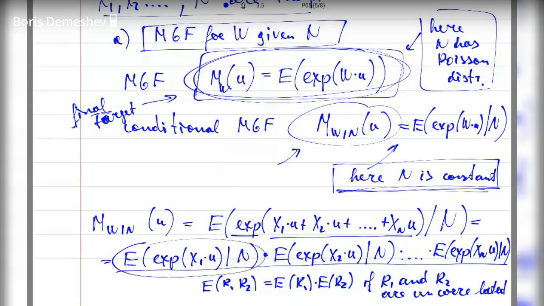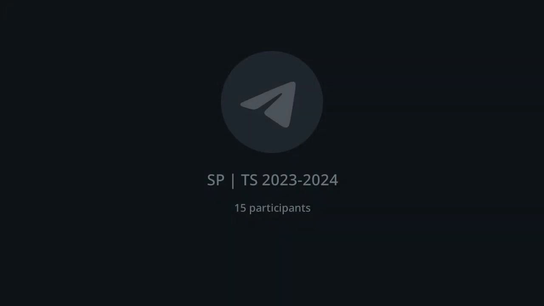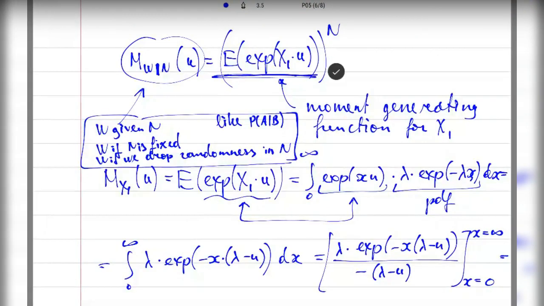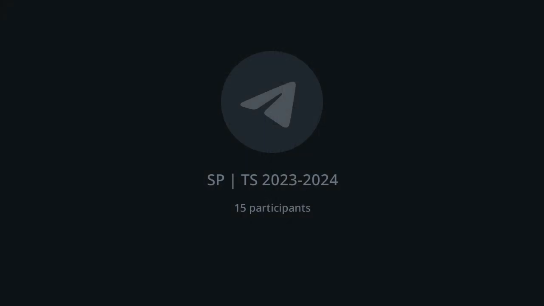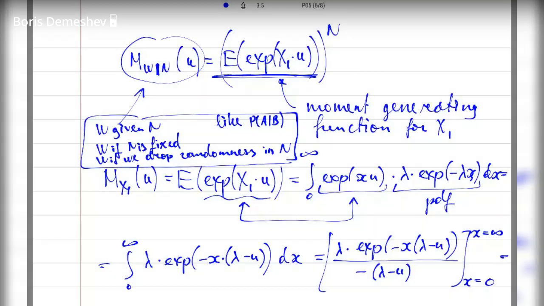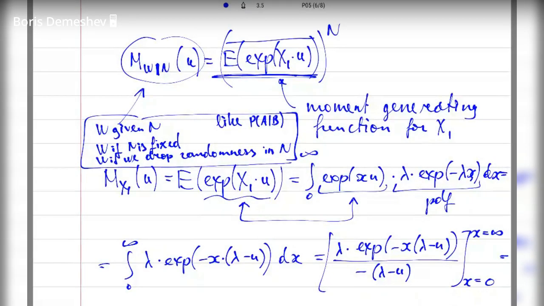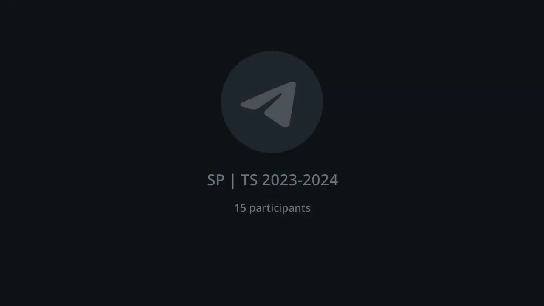So we have n identical terms in our product. So we need to calculate a typical term and just use n in the exponent. Yeah, multiply it n times. So we calculate this expected value, the moment generating function, for x1.